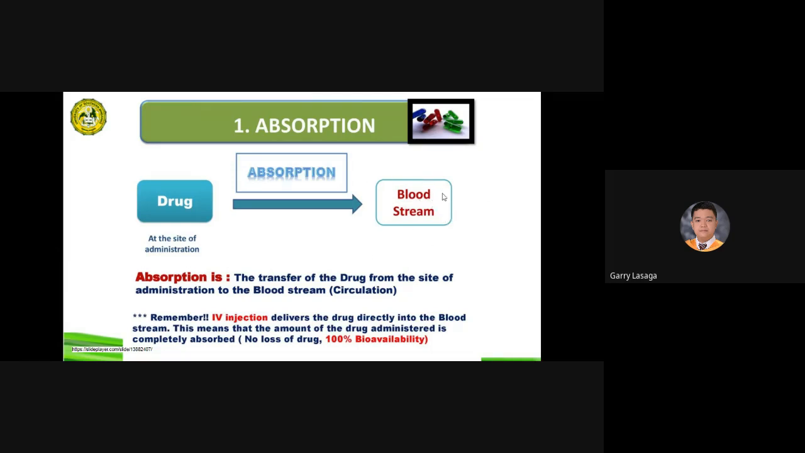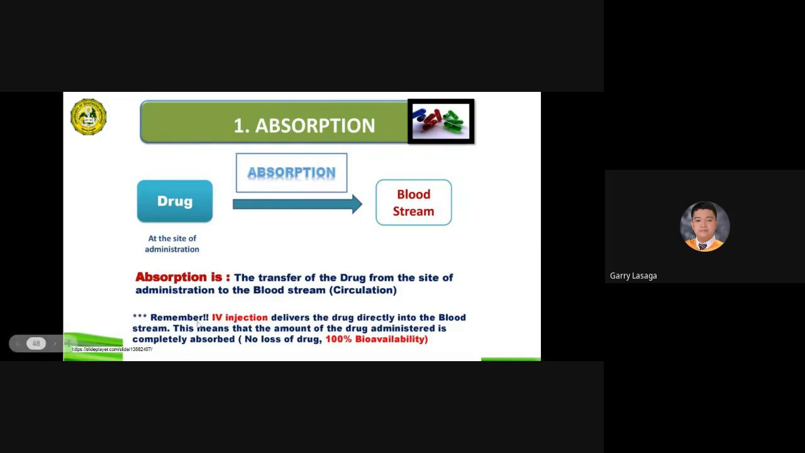Before the drug will be absorbed, of course, it should first be administered in the body, and there are different methods or different routes of administration. It can be IV, intravenous, intramuscular, subcutaneous, oral, and others.